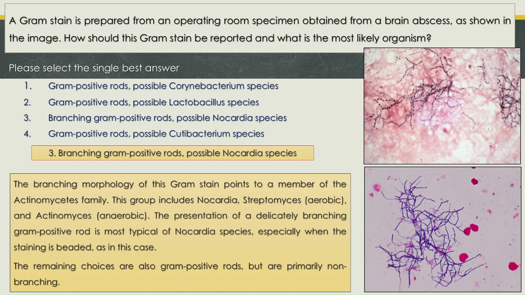The branching morphology of this gram stain points to a member of the Actinomycetes family. This group includes Nocardia, Streptomyces, aerobic, and Actinomyces, anaerobic. The presentation of a delicately branching gram-positive rod is most typical of Nocardia species, especially when the staining is beaded, as in this case. The remaining choices are also gram-positive rods, but are primarily non-branching.